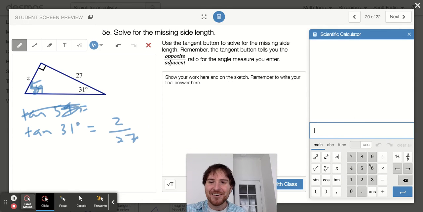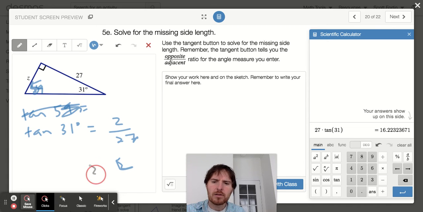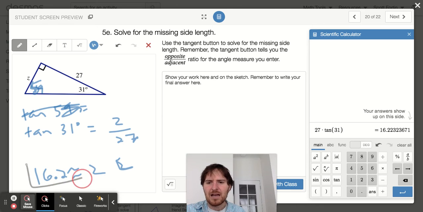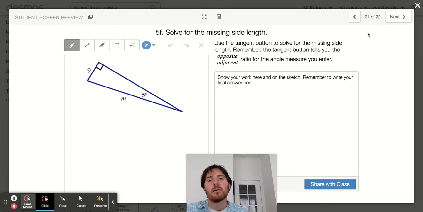Whoa, I got all crazy there. Let's see what we got here. 27 times tan 31. And I got 16.2. z equals about 16.2. Yeah, I try to do that about symbol. I'm not super aggressive in requiring that, but yeah, these are approximations, right? Tangent of 31 degrees, that's not one of those special angles where we know the exact tangent. We just know an approximation. Okay, there we go. We're done.